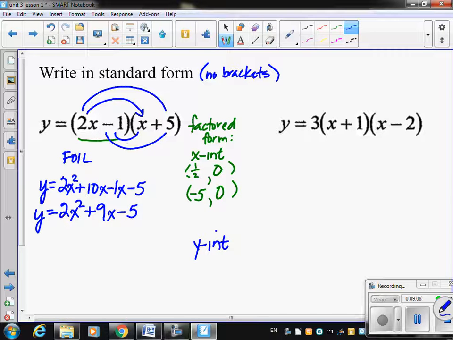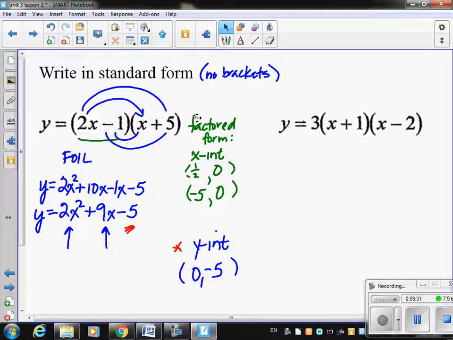From that, I know my y-intercept happens when x is 0. If I put a 0 here, the first term disappears. If I put a 0 there, the second term disappears, and I'm left with negative 5. This number at the very end in standard form is always your y-intercept.